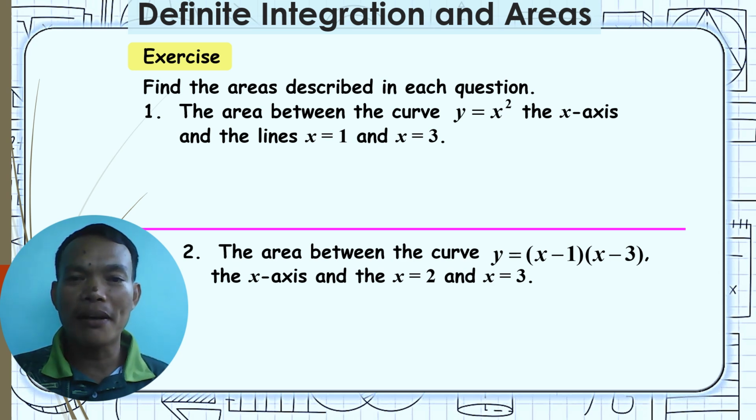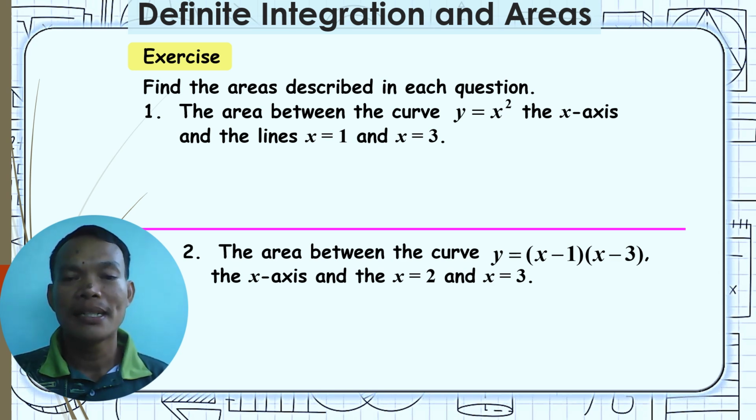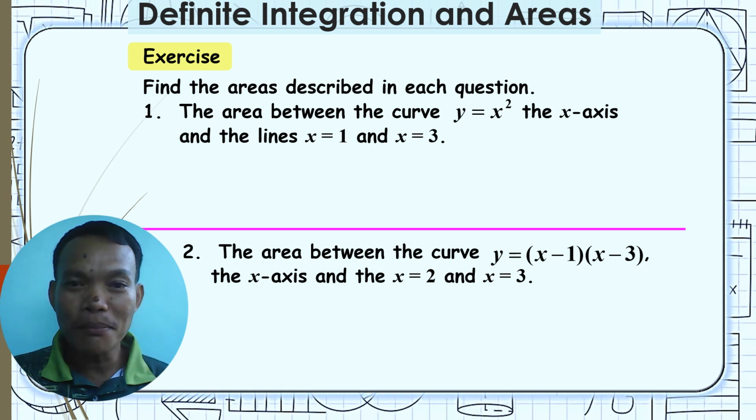Exercises. Find the areas described in each question. For number 1, the area between the curve y equals x squared, the x-axis and the lines x equals 1 and x equals 3. And for number 2, the area between the curve y equals the quantity x minus 1 times the quantity x minus 3, the x-axis and the lines x equals 2 and x equals 3. So you can pause the video and solve for these areas.